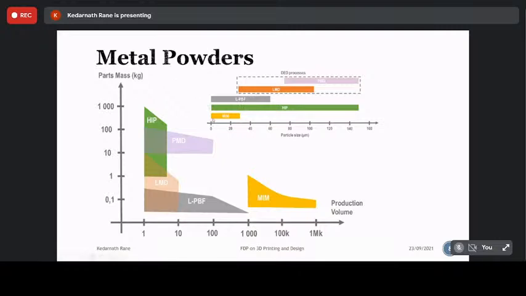So we are in the domain of powder injection molding, where a particle size of 0 to 5 microns is favorable. That is a favorable particle size for powders of ceramics. When it comes to the use of the powder for various applications, you can see diverse processes are aligned. On the y-axis you have part size in kilograms, and on the x-axis you have production volume, in thousands and millions of parts.